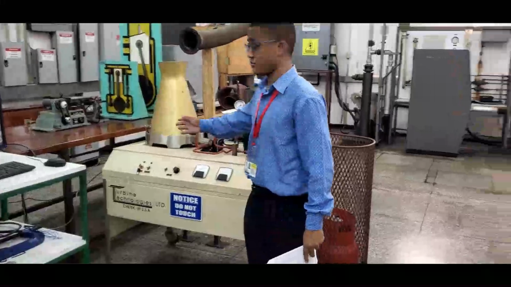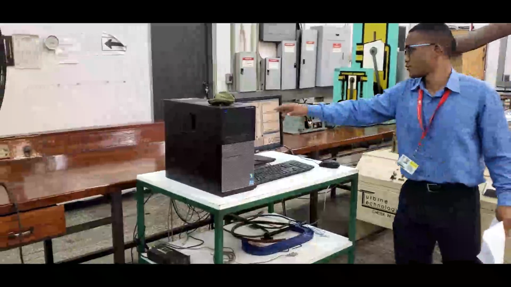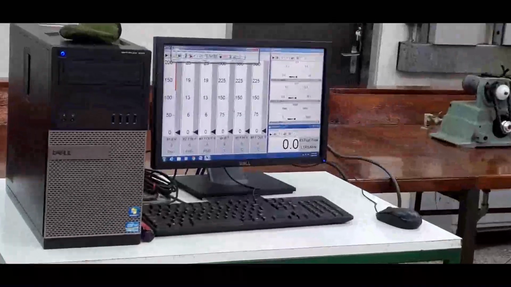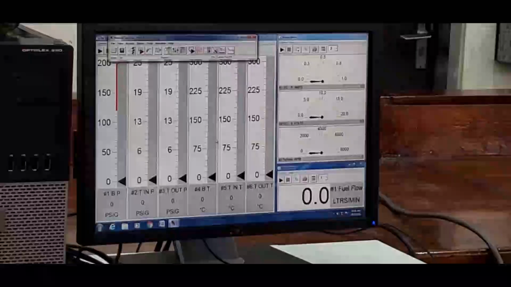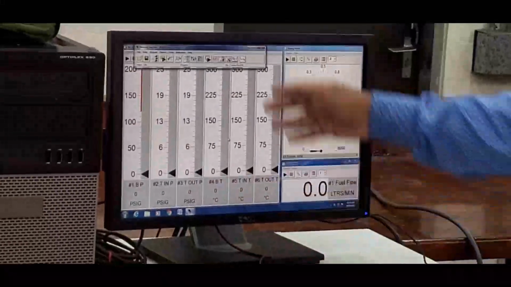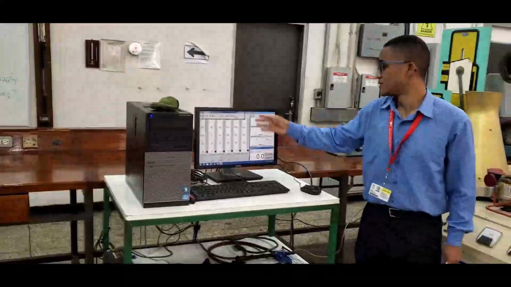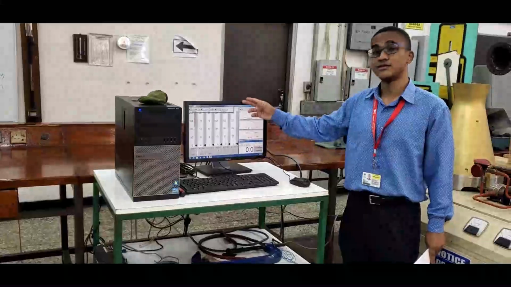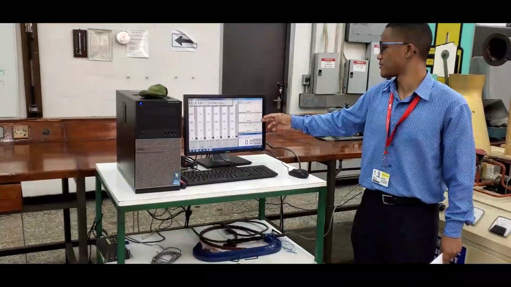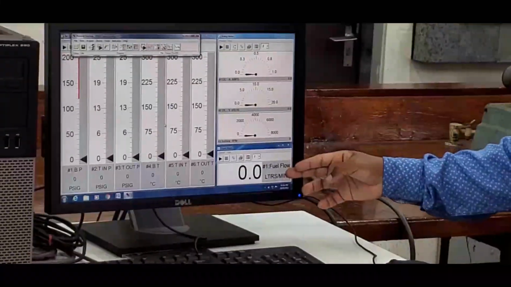Now this entire machinery is connected to this computer, which has a software that detects and measures all the thermodynamic properties of the system, including the boiler pressure, the turbine inlet pressure, turbine outlet pressure, the boiler temperature, the turbine inlet temperature, the turbine outlet temperature, the current, the voltage, the turbine RPM, and the fuel.